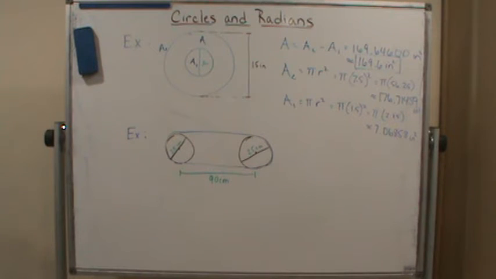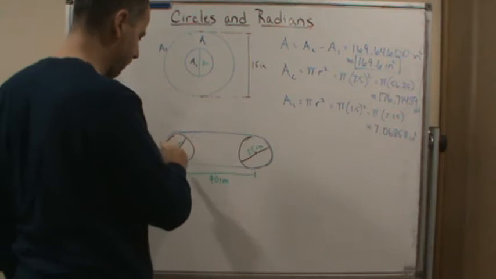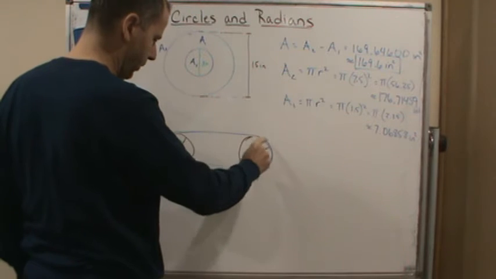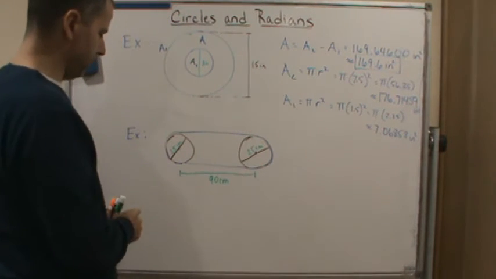Okay, now let's look at the next one. The next one, we have a bandsaw. And we're interested in finding the length of the saw blade. Okay, so the bandsaw has two 25 centimeter wheels spaced 90 centimeters apart from center to center. They want to find the length of the saw blade. Okay, so the saw blade on a bandsaw is this. So we want to find the length of the saw blade.